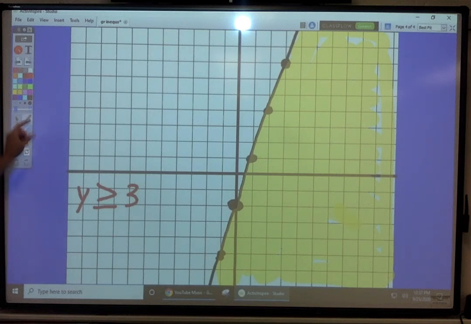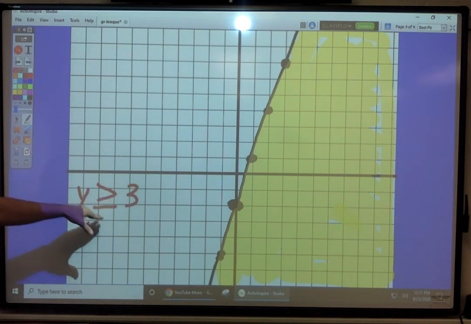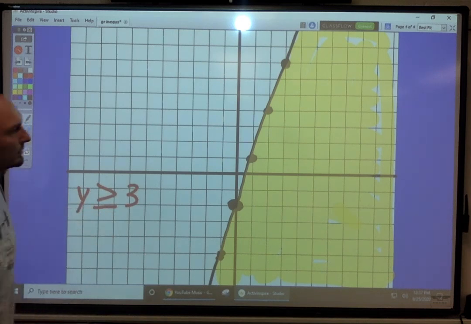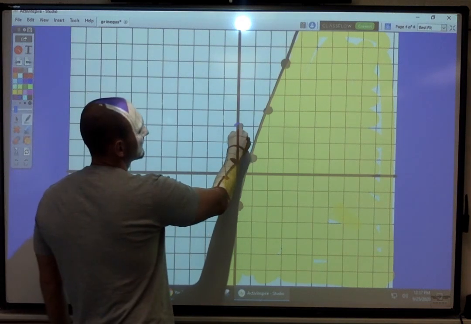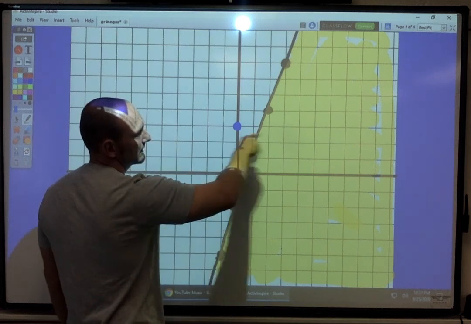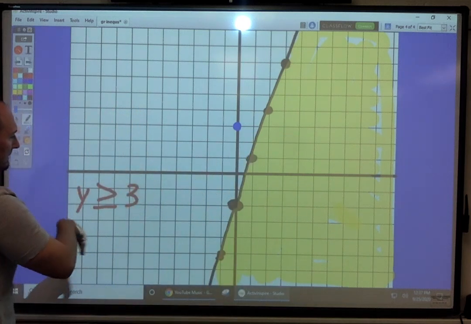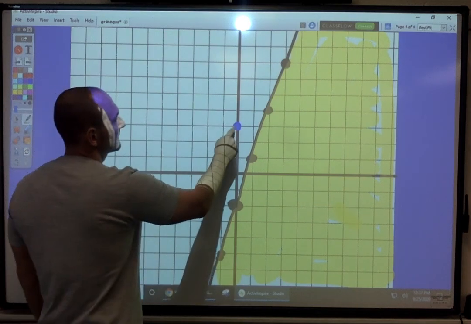Alright. Other one, I'm going to graph it using the blue. So y is greater than or equal to 3. So on the y-axis, we go to 3. And it's a horizontal line. And it is equal to, so it's going to be a solid line.